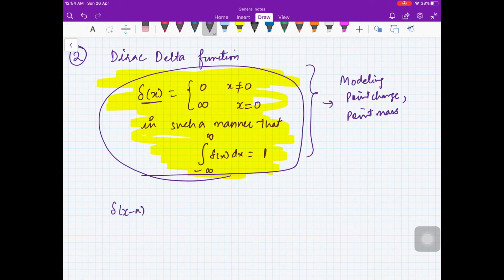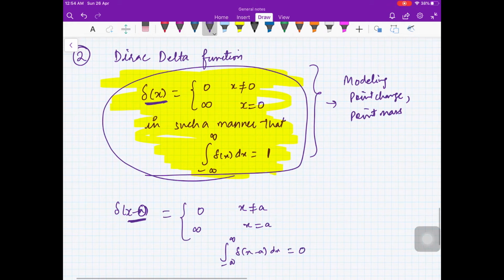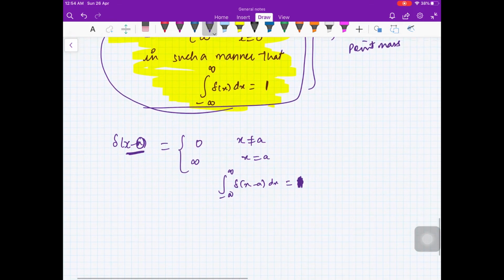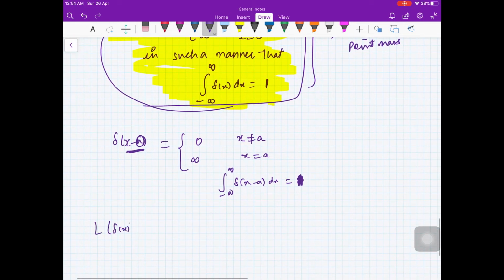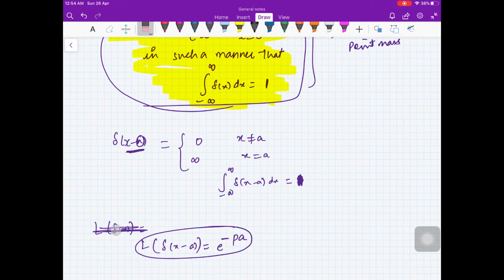It exists for sure. And if I'm talking about delta of x minus a, this is a function which is 0 everywhere except at a, and at a it is infinity, in such a way that the integral from minus infinity to infinity of delta of x minus a dx is 1, not 0, it is 1. Now I want to know what is the Laplace transform of delta of x minus a. It turns out that this is e raised to power minus pa.